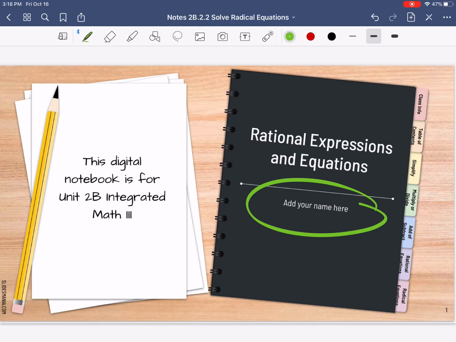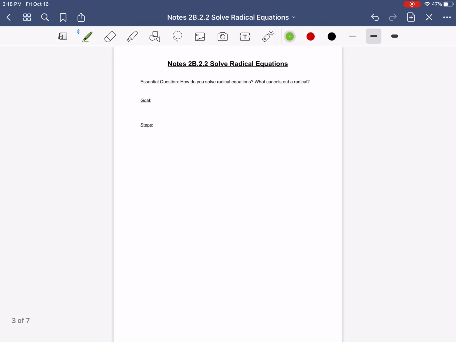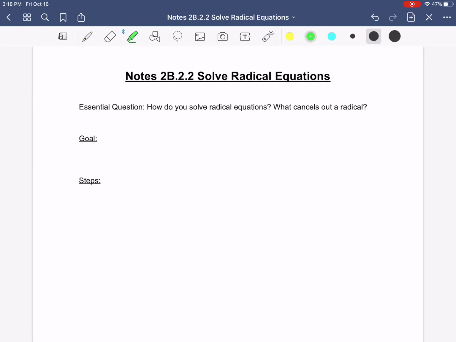Hi guys, this is our last set of notes for our digital notebook for this little unit. So the last set of notes you're going to add into your table of contents, slide 16 and 17, we're going to solve radical equations. So we're not going to have fractions this time, we're going to have radicals. So like square root, cube root, those kinds of symbols.